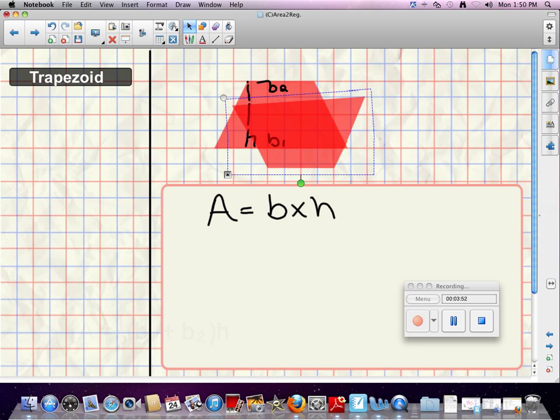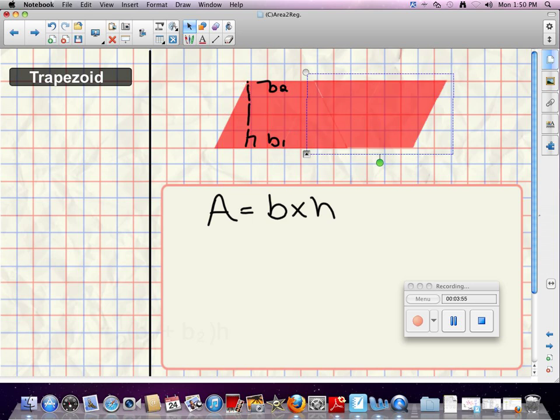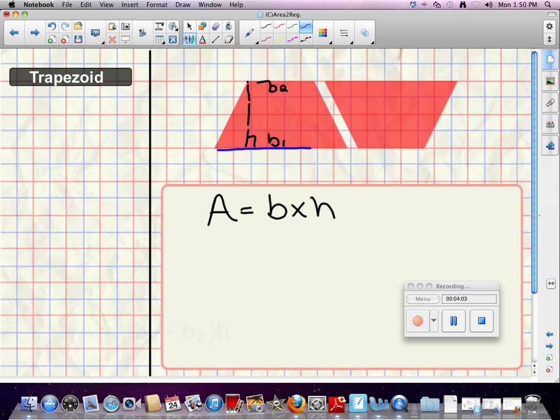I have just made myself another parallelogram. The only difference now is my base becomes this base, which is my bottom, or base 1, and this base, which was my top, or base 2. And that's how I have to create them. I have to add those two together to get my full base. So the base is base 1 plus base 2. The height stays the same, which is right here.